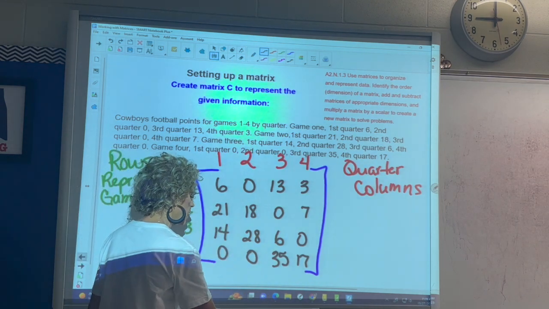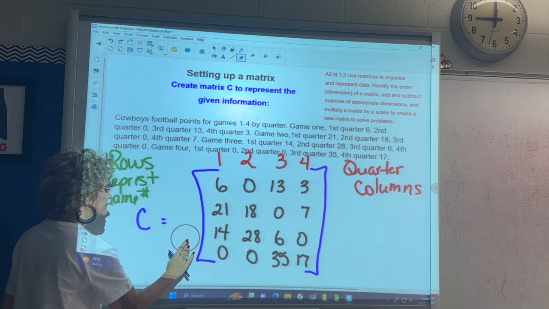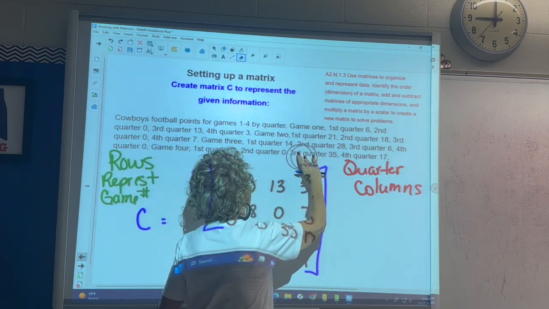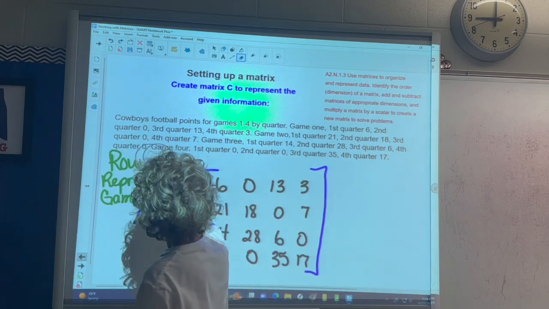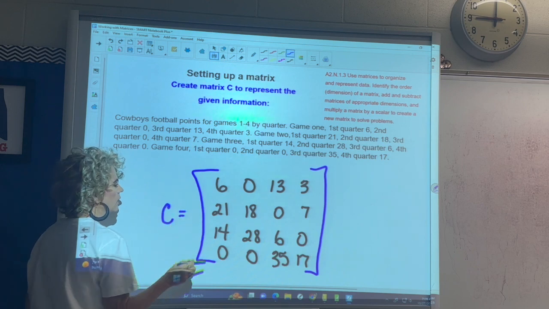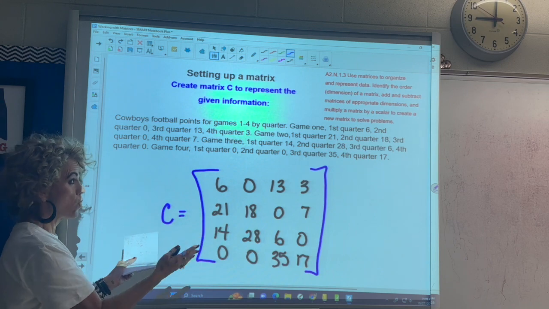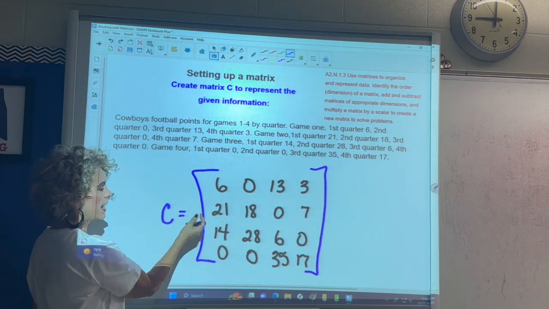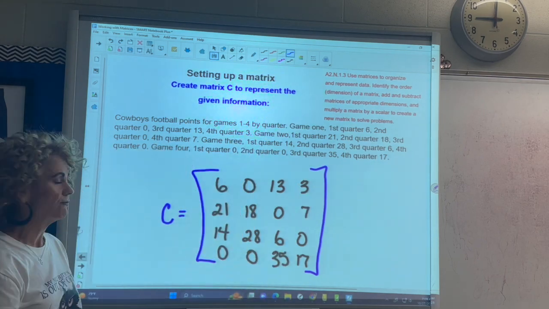Now, I almost forgot, I told you that I would erase this stuff because this was for explanatory reasons only, okay? And actually, even this was for explanatory reasons only. I'm going to scoot that back over. This would be the proper answer in the form that I was asked to create it. C equals, C represents Cowboys, and this matrix represents that given information.